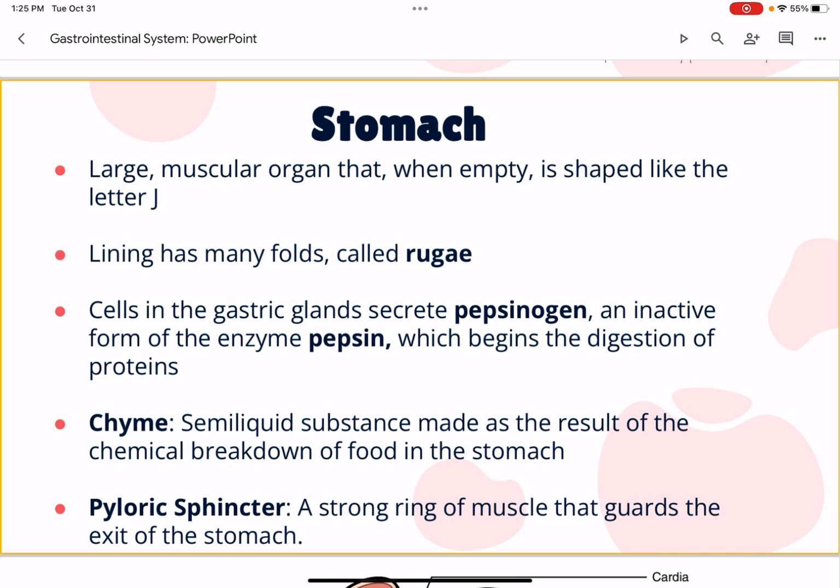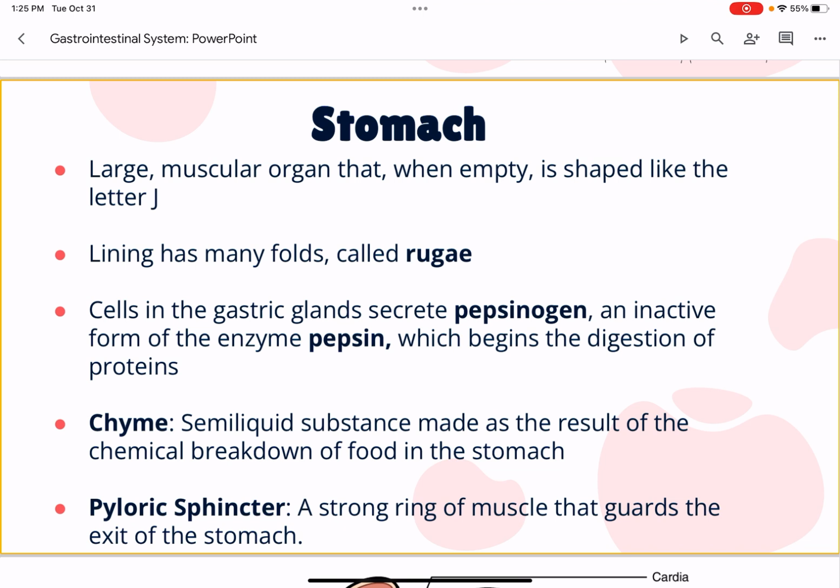Tiny pits mark the entrance to millions of gastric glands, which extend deep into the stomach. Parietal cells in the gastric glands secrete hydrochloric acid, which kills bacteria and breaks down the connective tissues in meat. Even after mixing with mucus and food, the stomach is very acidic. Parietal cells also secrete intrinsic factor, a substance needed for adequate absorption of vitamin B.